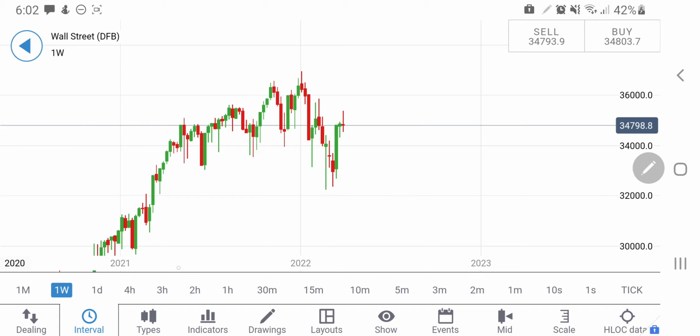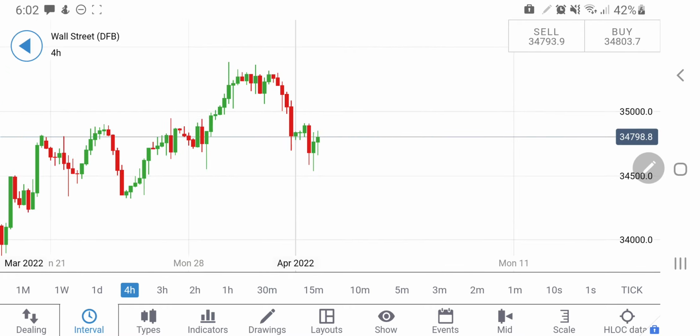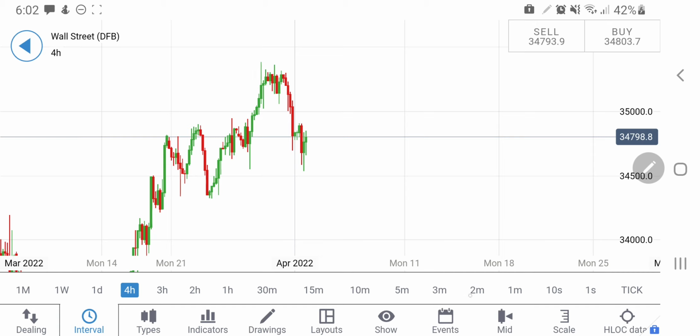So I'll be watchful on this. Now this is just on the weekly charts. Let's have a look at the 4-hour charts here. On the 4-hour charts you can find almost similar observation out there.